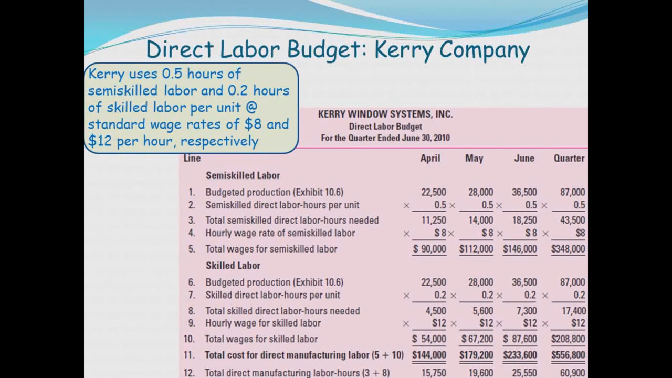And so this is fairly straightforward. It's broken out by semi-skilled and skilled. We know the number of units. We know the price. We figure out the dollar amount for labor, semi-skilled, and then the same thing for skilled. And then this is your total direct labor costs.